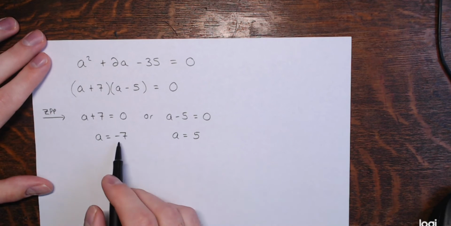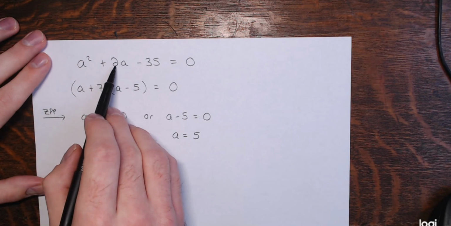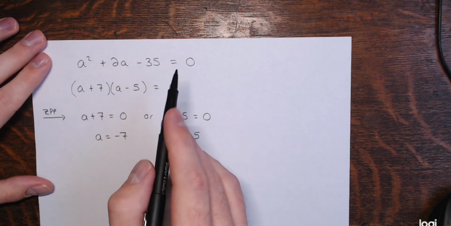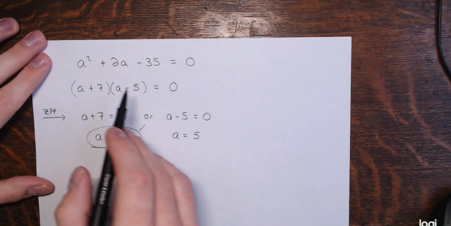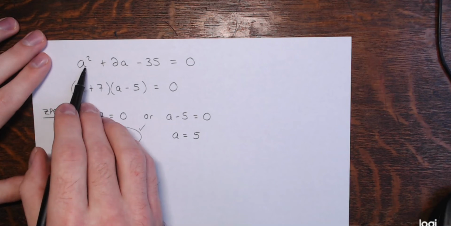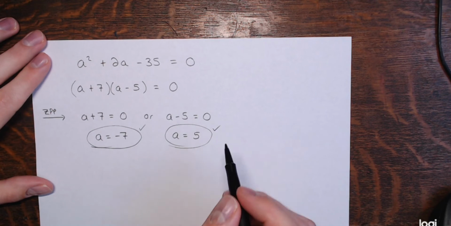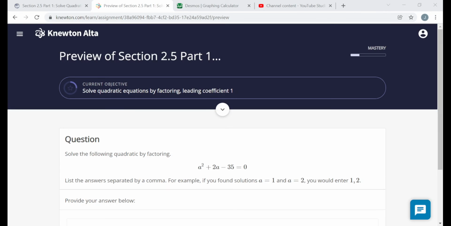Let's see, negative 7 squared is 49. 2 times negative 7 is negative 14. 49 minus 14 minus 35 would be 0. So that works. And when a is 5, you get 25 plus 10 is 35, minus 35 would be 0. That works too. So 5 and negative 7, or negative 7 and positive 5.